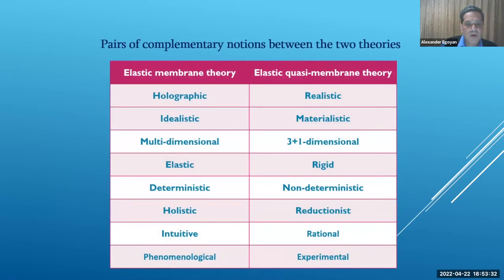Pairs of complementary notions between the two theories. The elastic membrane theory is holographic, idealistic, multidimensional, elastic, deterministic, holistic, intuitive, and phenomenological. The elastic quasi-membrane theory is realistic, materialistic, three-dimensional, rigid, non-deterministic, reductionist, rational, and experimental.